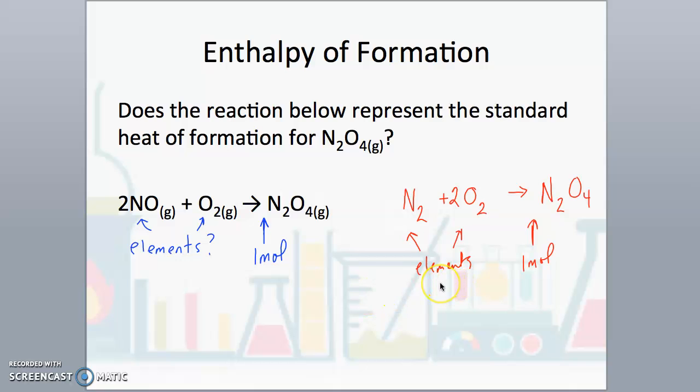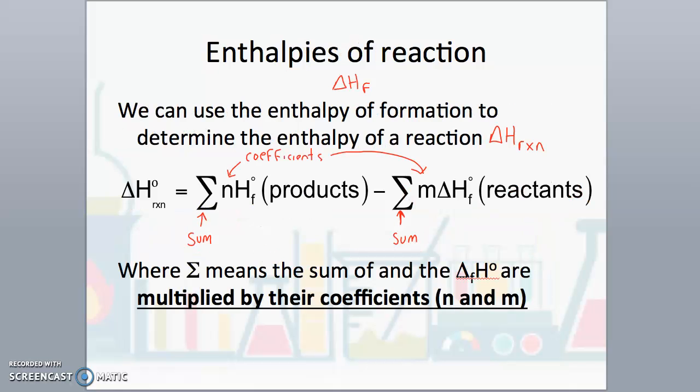Over here, I wrote out the correct reaction, so I've got 1 mole of N2O4, and these are elements, diatomics, and we're all balanced up. So be prepared. That's a pretty common test type question. Now this is where it gets pretty interesting.